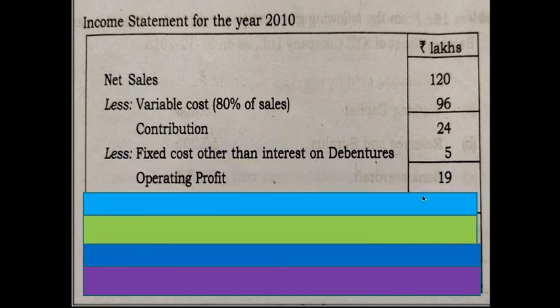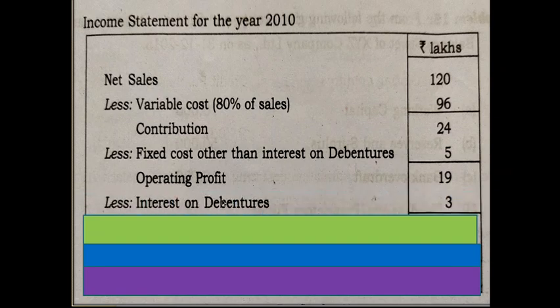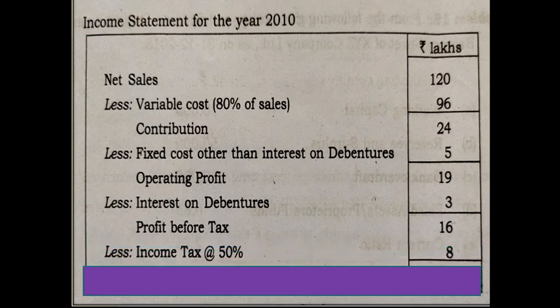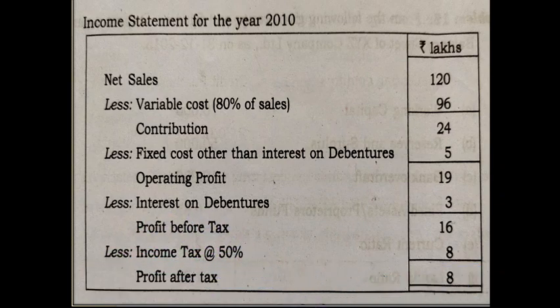So now you have operating profit 19. From operating profit, you need to deduct interest on debentures, rupees 3. So from operating profit, if you deduct interest on debentures, you will get profit before tax. From profit before tax, if you deduct the tax percentage which is given in the question, 50%, you will get profit after tax. So now you can find the leverage ratios because we have found the details required for finding out the various ratios: contribution, operating profit, and profit before tax. These three items are required for finding leverage ratios.